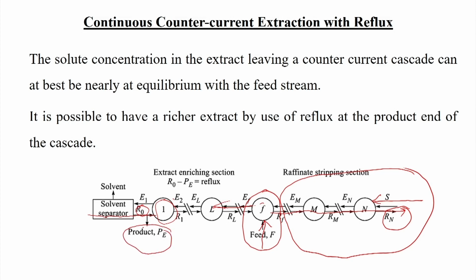If the situation demands it, and if we get the time, we can explain this also. In that case, the reflux will be R 0 minus P E, where P E is the product we are extracting, and the difference enters here. This is the reflux added here, and it comes as the feed to stage 1. So, this is R 0 minus P E.